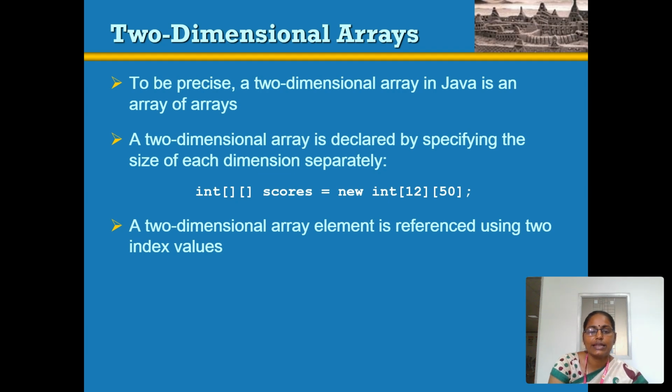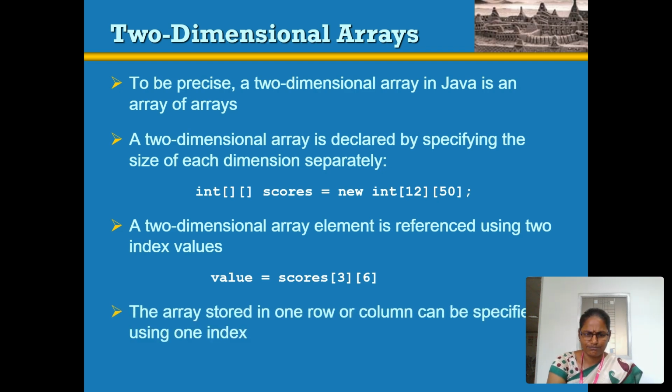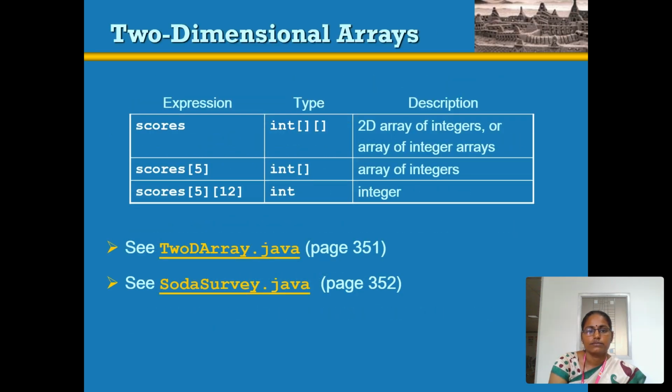Two-dimensional arrays are referred to with two index values. For example, 0, 0 means the first row, first column. 0, 1 means the first row, second column. It is mentioned as a paired index value, one for the row and another for the column. That is the best example of a two-dimensional array.